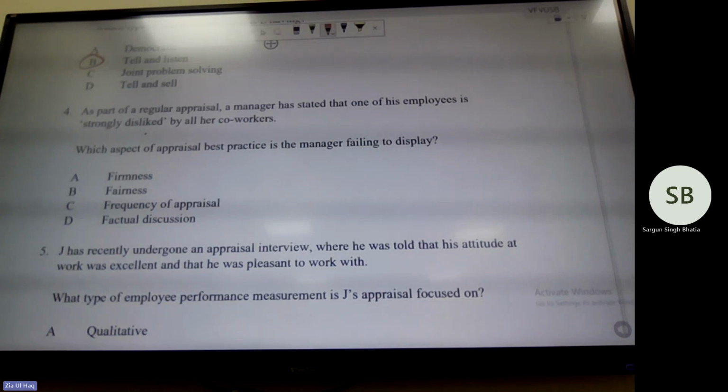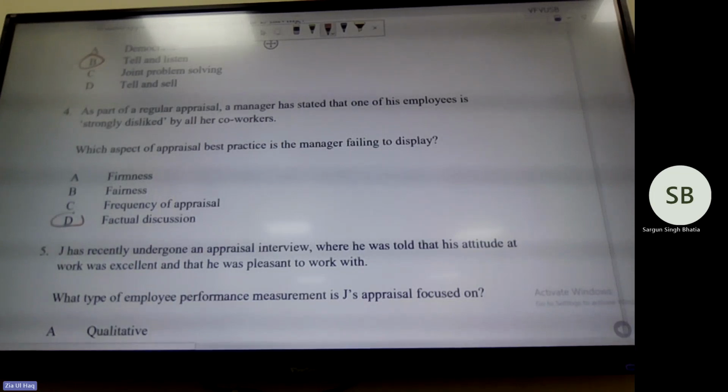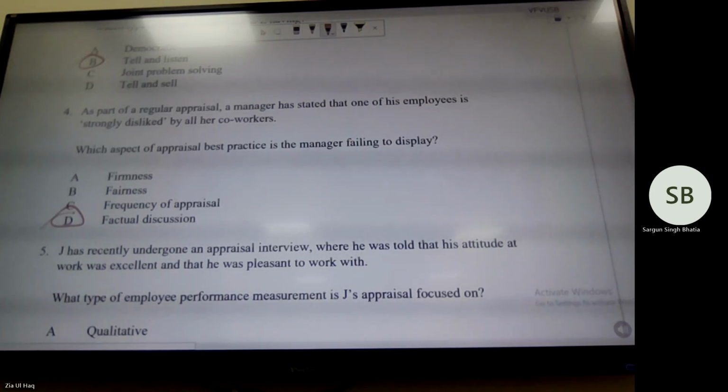As part of a regular appraisal, a manager has stated that one of his employees is strongly disliked by all her co-workers. All co-workers? There couldn't be any person who is disliked by all co-workers. So this is not based on facts. This is not based on factual discussion, because you cannot provide evidence for this. If you are talking about something during the appraisal process, you should have evidence. Yes, sir. Might be one or two disliking, but not all. And based on one or two, you cannot say all are disliking.